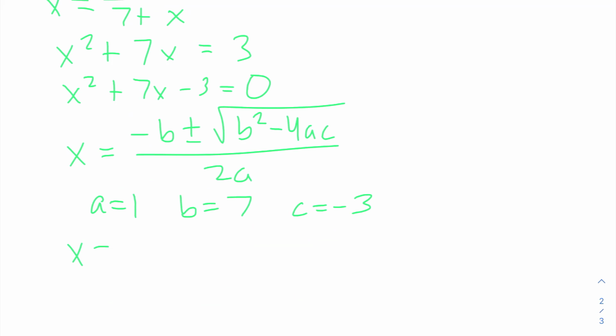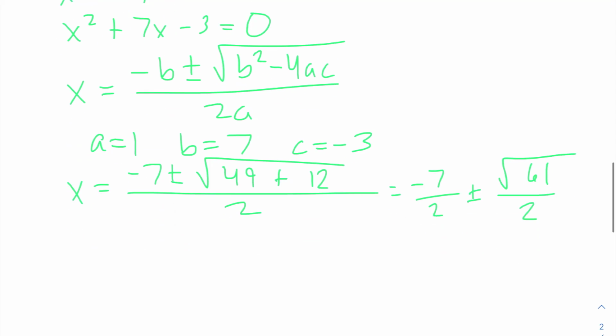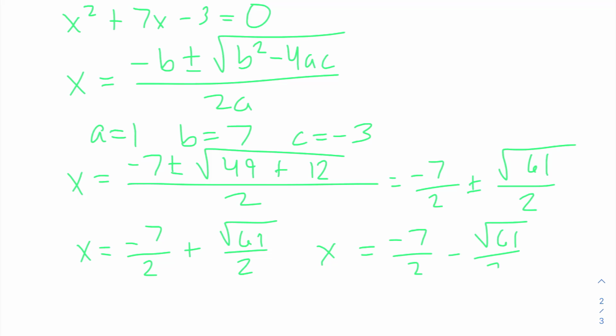So, x is equal to -7 plus or minus the square root of 49 minus -12. So we get plus 12 divided by 2. So, -7 over 2 plus or minus the square root of 61 over 2. That's as far as we can simplify. So x is equal to -7 over 2 plus the square root of 61 over 2, or -7 over 2 minus the square root of 61 over 2.